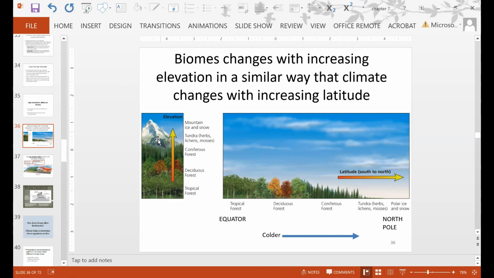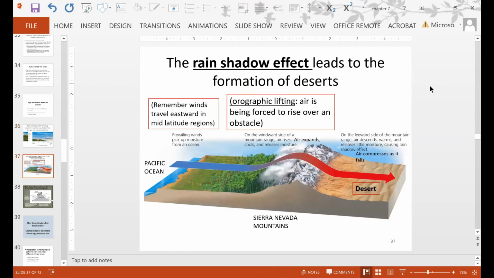Of course, this all depends on how high your mountain is. And then as you go from the equator to the North Pole, you change the biomes in the same pattern. So biomes change in elevation in the same pattern that climate and biomes change as you go from the equator to the North Pole or the South Pole. So what is the rain shadow effect? The rain shadow effect leads to the formation of deserts.